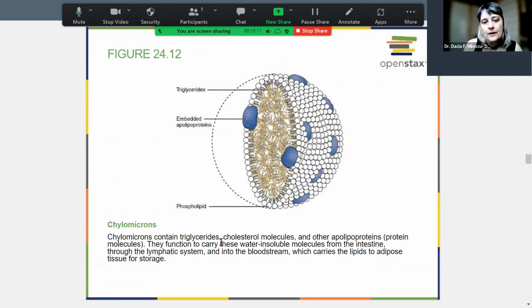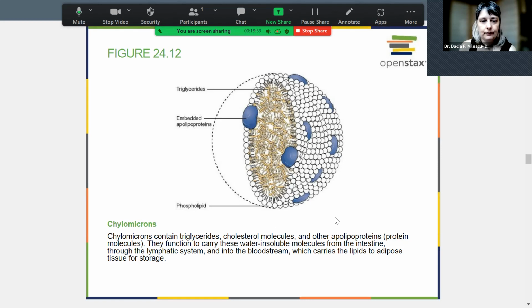All right, and then finally in this lesson, there are something in the cells called chylomicrons. These contain triglyceride and cholesterol molecules, as well as lipoproteins, which is a combo of obviously protein and fat. And so their function is to carry water-soluble molecules from the intestine through the lymphatic system. The lymphatic system has these projectile structures called lacteals within the villi of the intestinal cells. And so as we can transport through the lymphatic system and into the bloodstream, we can carry these lipids and store them as fat in our body.